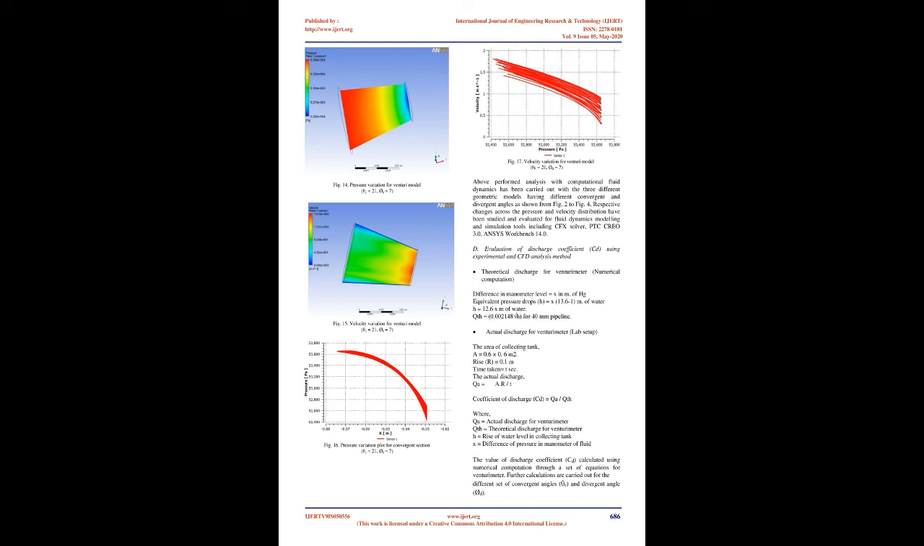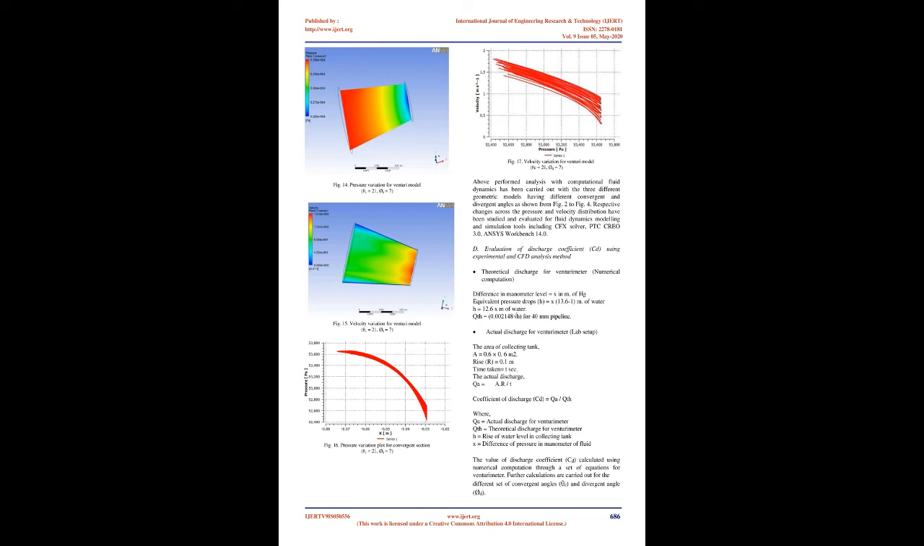D. Evaluation of discharge coefficient, CD, using experimental and CFD analysis methods. Theoretical discharge for Venturi meter, numerical computation. Difference in manometer level equals X in m of Hg. Equivalent pressure drop, H, equals X times (13.6 minus 1), in m of water. H equals 12.6 X m of water. QTH equals 0.002148 √H for a 40 mm pipeline.